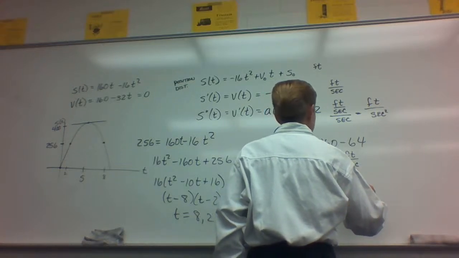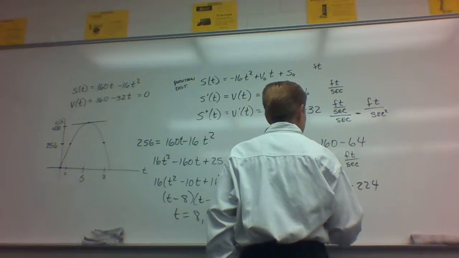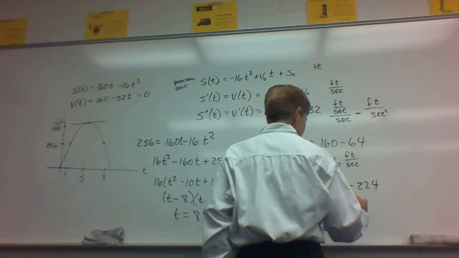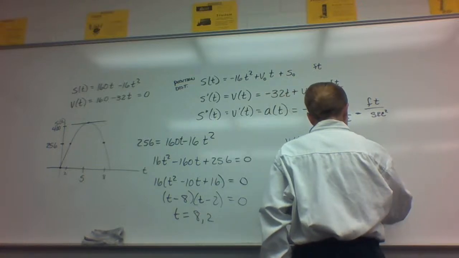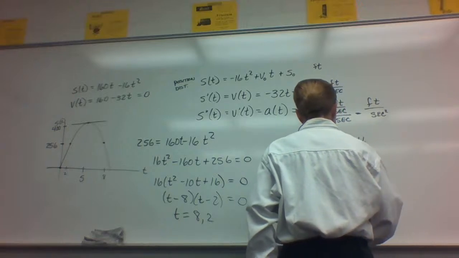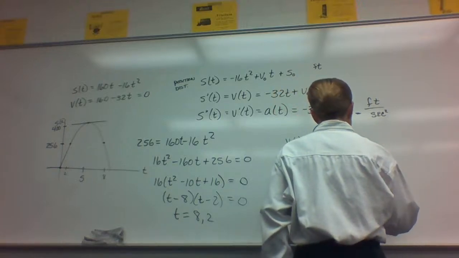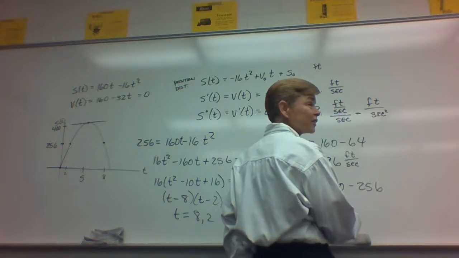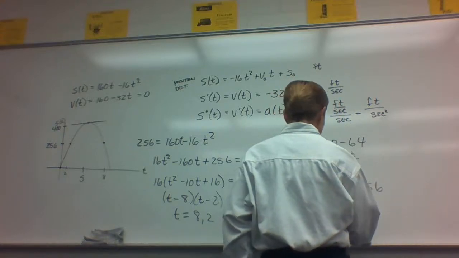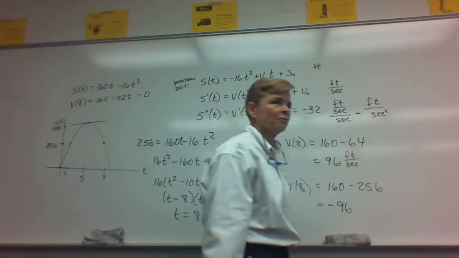v of 8 is going to be 160 minus 256. And what happens when you subtract those? Without doing it on your calculator, what do you expect? Negative 96. 96, people.